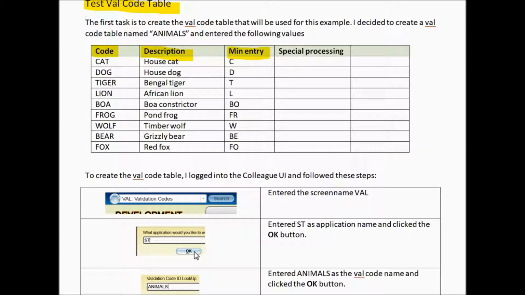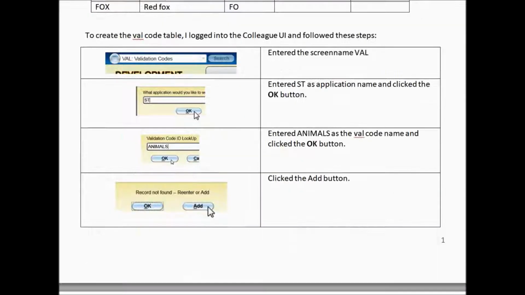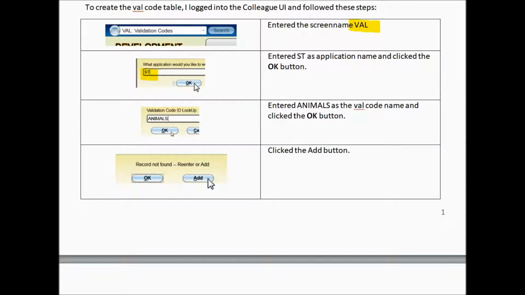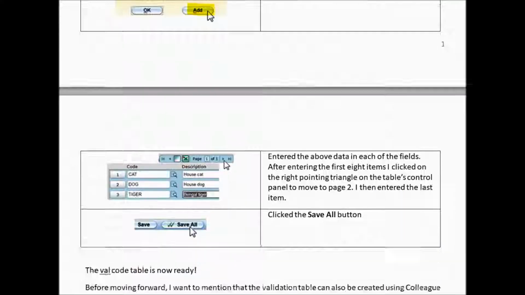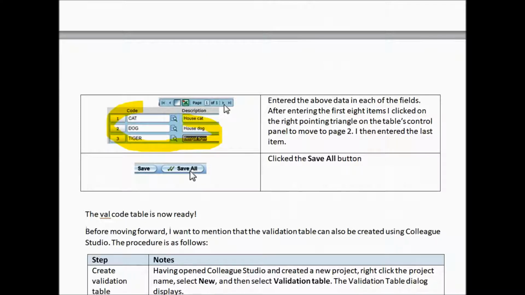The first step is to create the val code table. This can be done either using the Colleague UI or Colleague Studio. If using the Colleague UI, use the val form. Make sure that student is selected and you type in the name of the form, and you click the add button since this val code table does not exist. After that, you just enter the items one by one, and lastly you click the save all button.